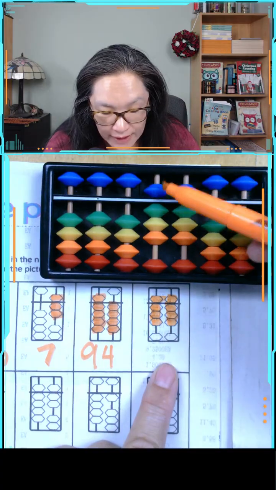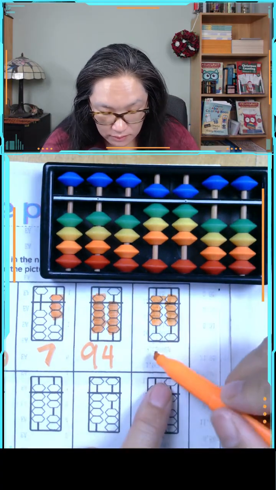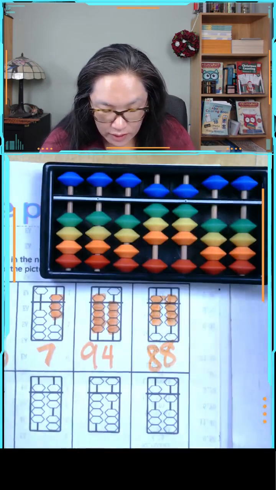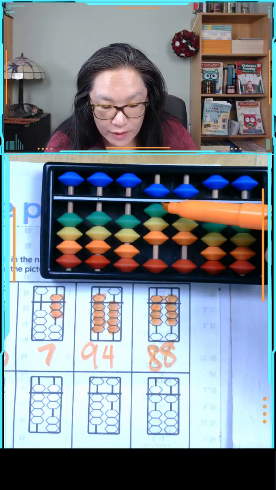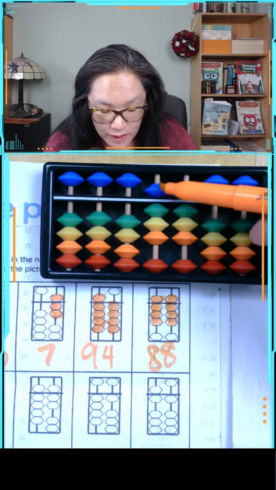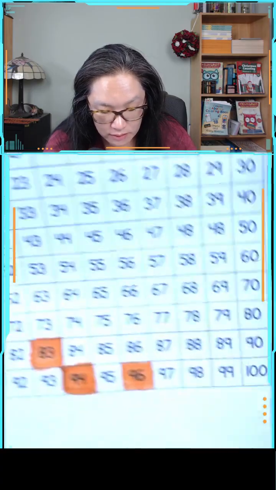So we have 88. So 88, how do I know? Because the top bead's a value of 5 and the bottom beads is 1, 1, 1. There's 3 1s, so 3 plus 5 is equal to 8.